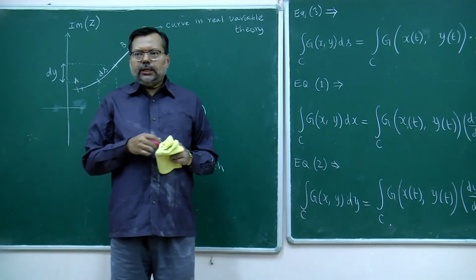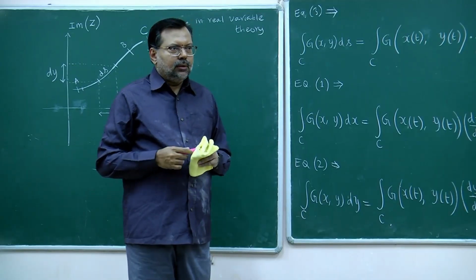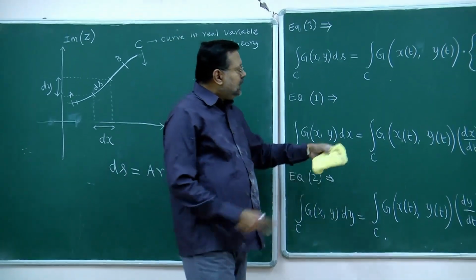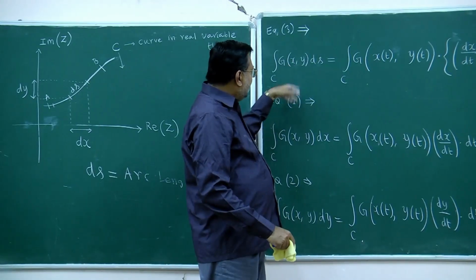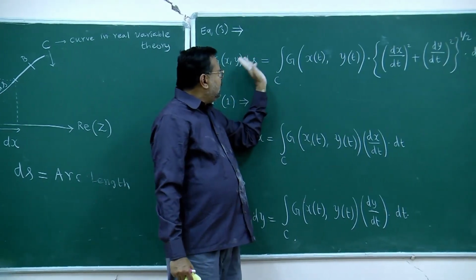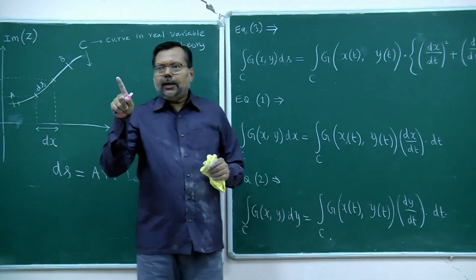So using this, let us take an example and then we need some more discussion. How to evaluate? That's the question. This is how you evaluate. You simply substitute. Substitute means delete the x and put x of t. Delete the y and put y of t. Delete the ds and put that. That's all. Then integrate.